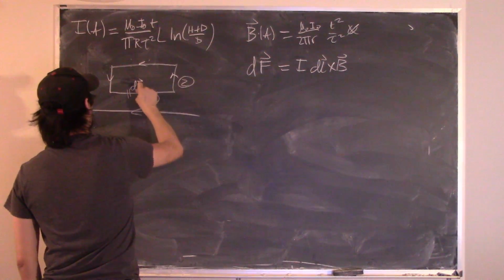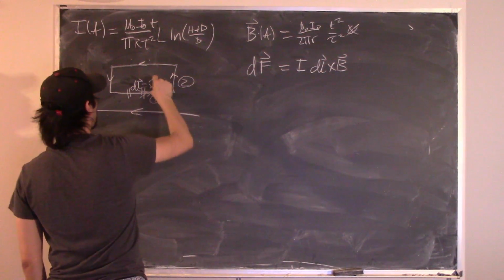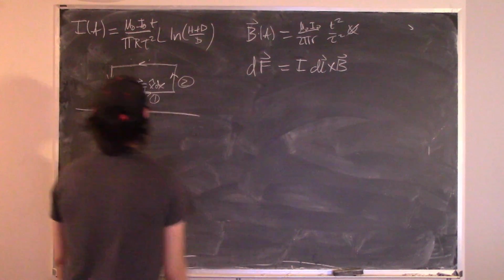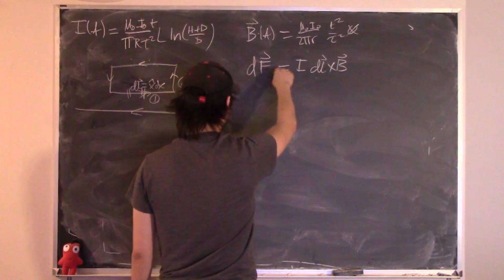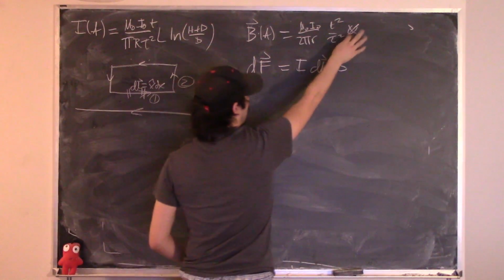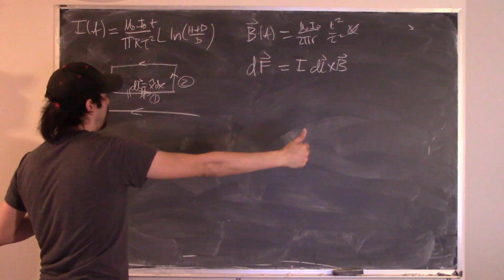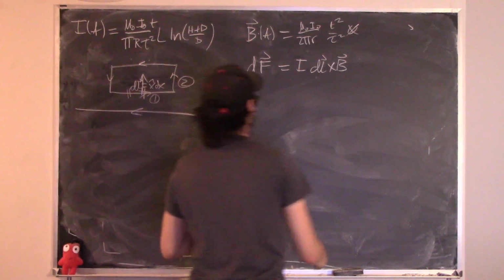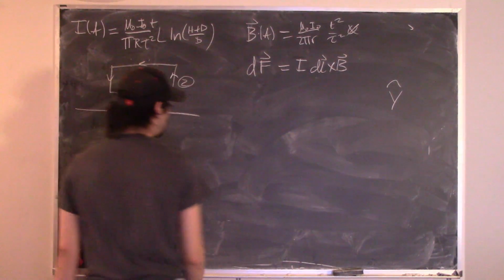To do this first piece right here, dl is in the x direction, it's going to be some little piece of x, so it's x hat dx. To do the right-hand rule to find the direction of the cross product, and ultimately the direction of the force: dl points this way, the magnetic field points in, so dl cross B gives me a force that points up. So this force is going to point in the y hat direction.